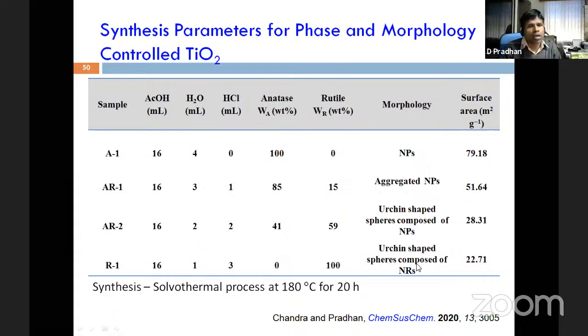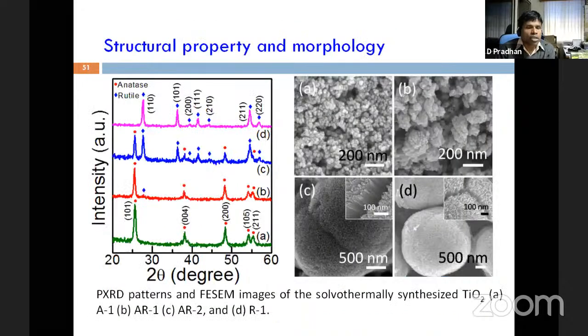Particularly, the acidic medium facilitated the formation of not only the rutile phase but also the nanorod shape, or one-dimensional structure. We have also measured their surface area, because that is also one of the important criteria for heterocatalysis reactions. And then these are the XRD.